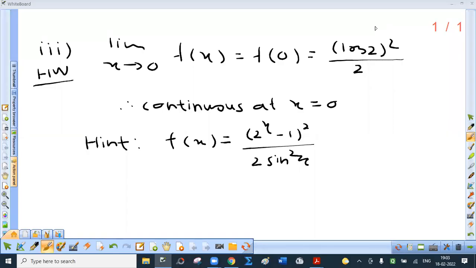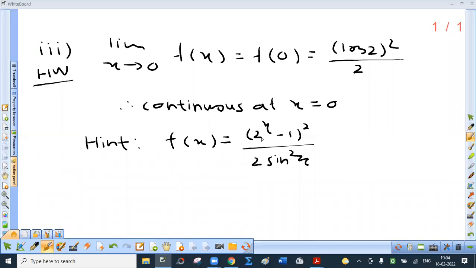Third is for homework. Here you will notice that the limit as x tends to 0 of f of x is f of 0, which is square of log 2 upon 2. I hope you won't write this as 2 log 2 by 2. This is not log of 2 square. Log of 2 square is 2 log 2, but this is square of log 2. It cannot be simplified further. So the function is continuous.